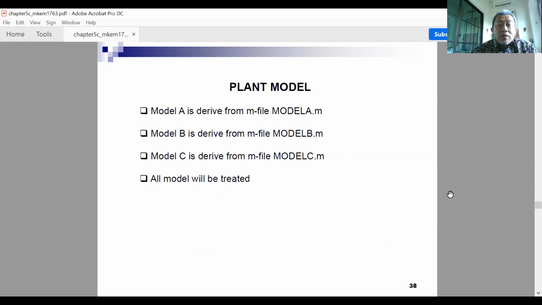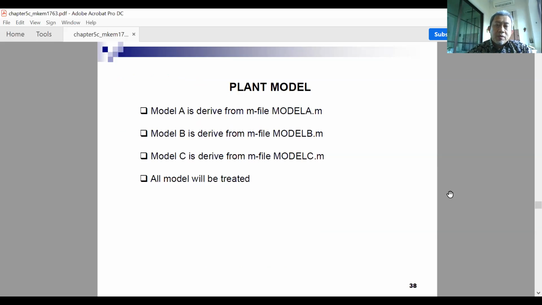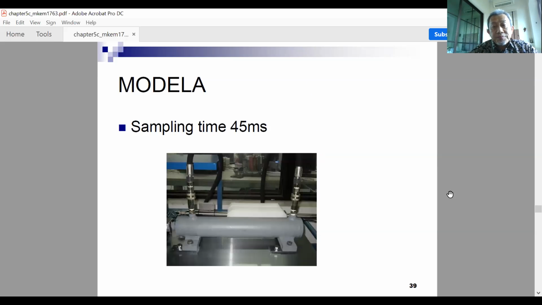So ada 3 model. Okay, model A is sampling at 45 millisecond. Kita nak tengok kesan dia bila kita gunakan lower sampling and higher sampling. So kita ada 3 model. Model A data sampling at 45 millisecond, model B sampling at 50 millisecond, and model C is sampling at 55 millisecond.